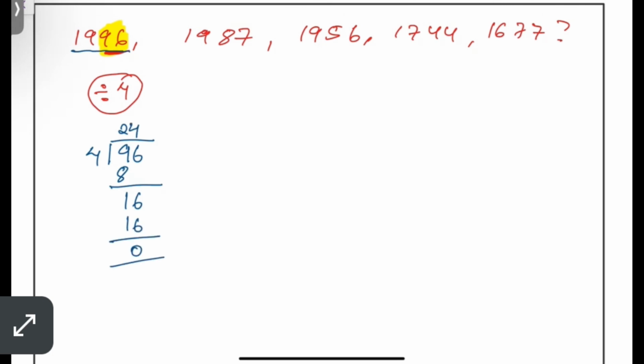Our remainder here is 0, which means this one, 1996, is a leap year. So I'll just write here, leap year. So are you following this? I'll just take another example here.